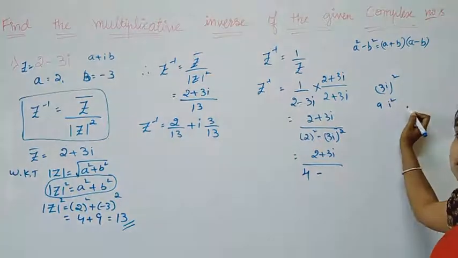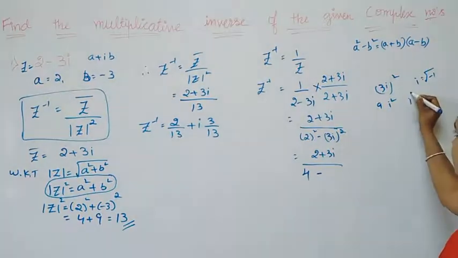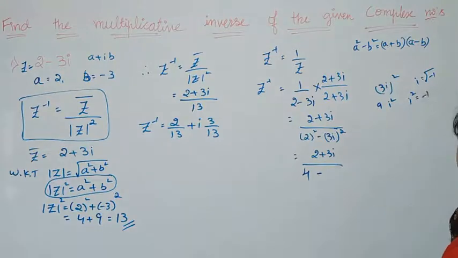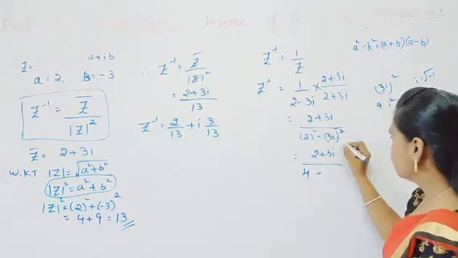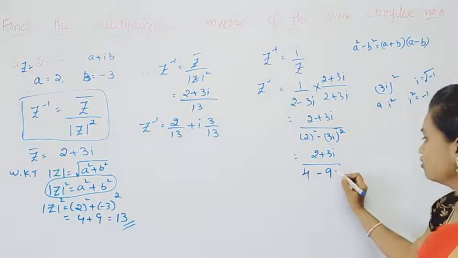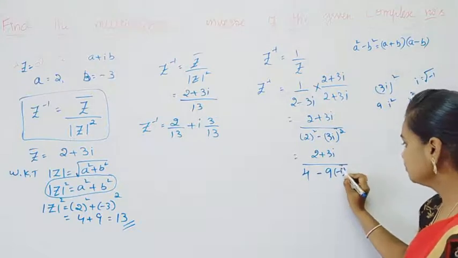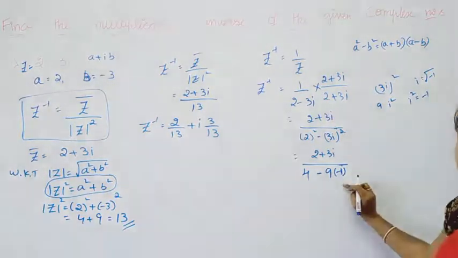I square means what? I means square root of minus 1. What is i square? Minus 1. Right? The value of i square is minus 1. So it becomes 9 into what? Minus 1. So into minus 1. This is 3 square becomes 9. I square means minus 1.